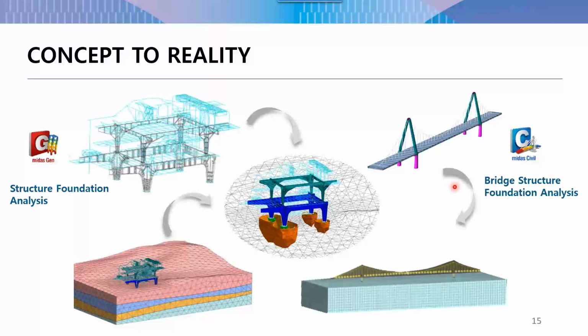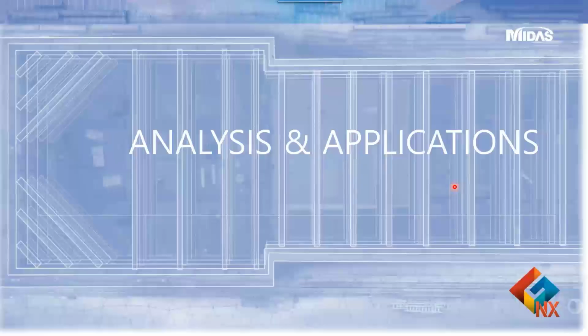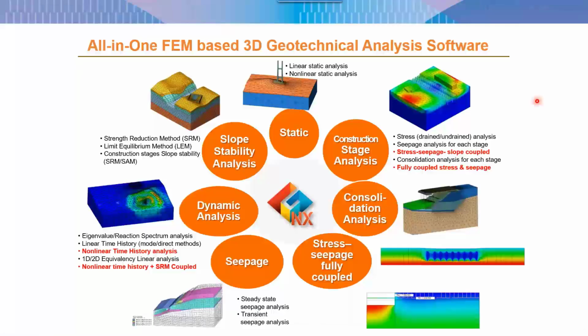So now we'll see certain types of analysis and applications of GTS. GTS NX is basically an all-in-one FEM-based axisymmetric, 2D and 3D integrated platform for geotechnical analysis. So in the very same software, you can do all three: axisymmetric, 2D, and 3D. In terms of the analysis types, you can start with a static analysis, a nonlinear static or a linear static.